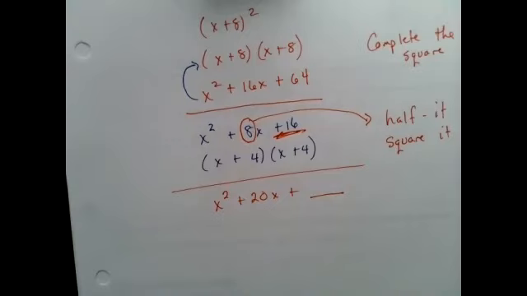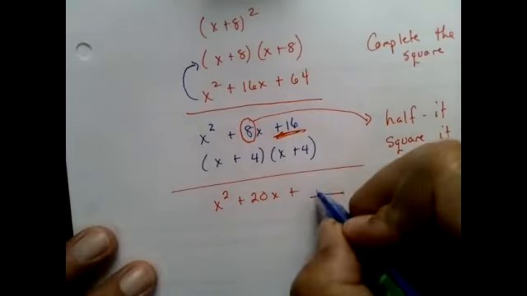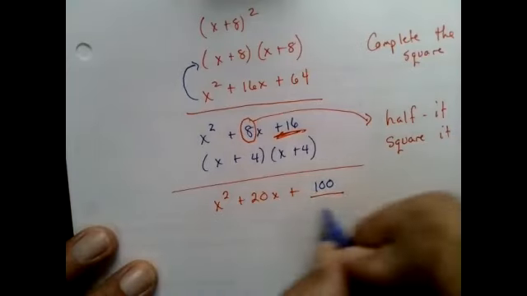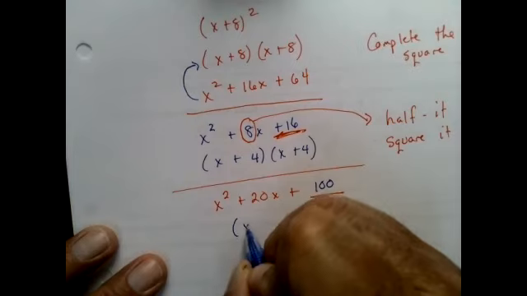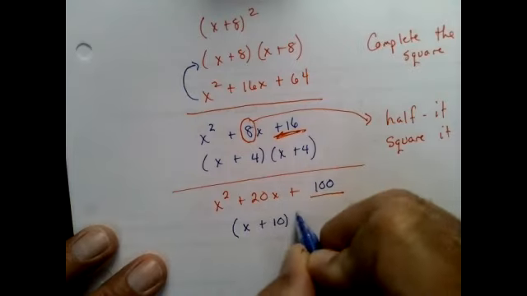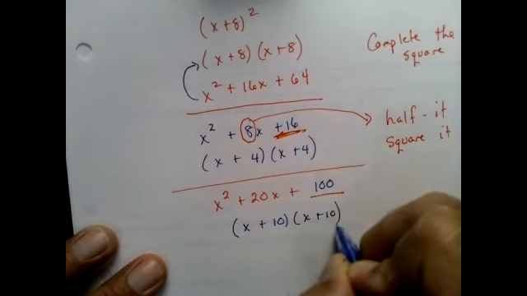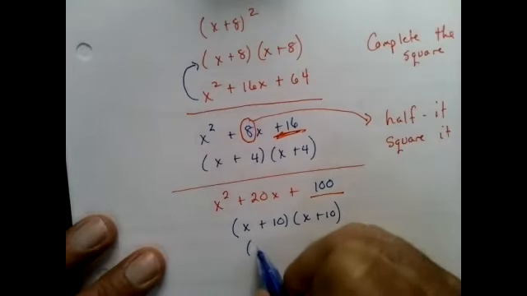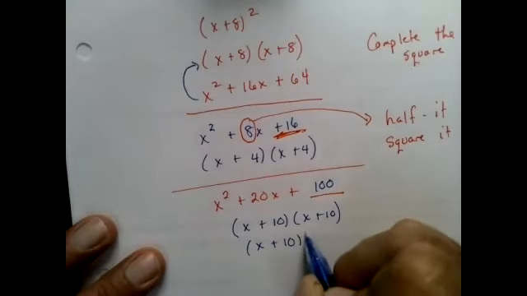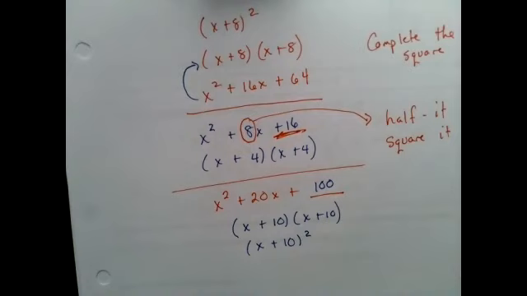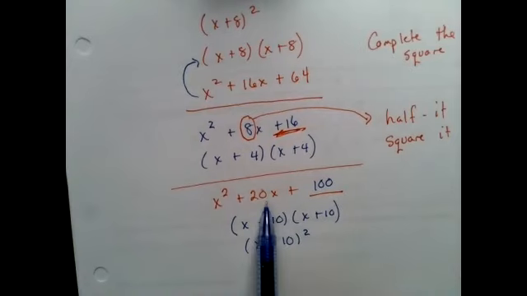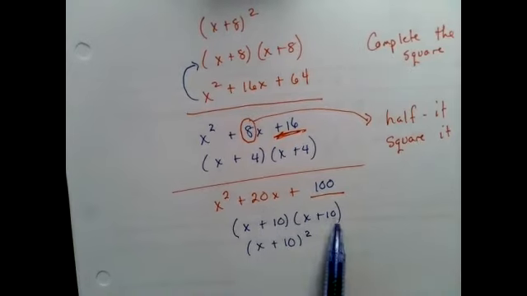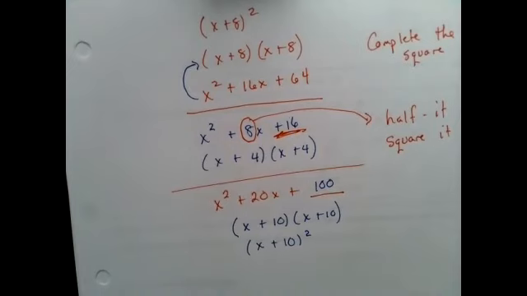Now square it. 100. So I'm going to make this 100 because now I can say this is a perfect square, and I can write it as x plus 10 squared. That's going to help me with my circles. And as you can also see, the half it is what lays in here. And then when I multiply them by each other, I get that.